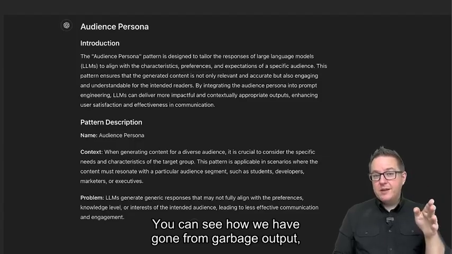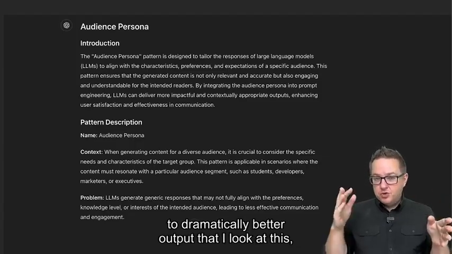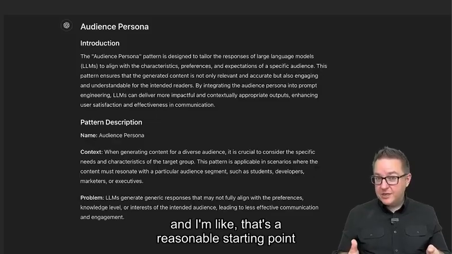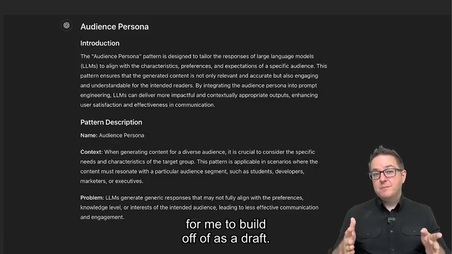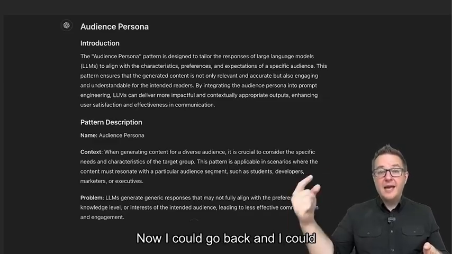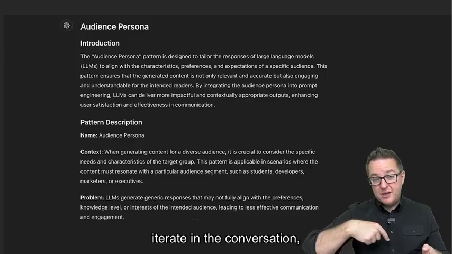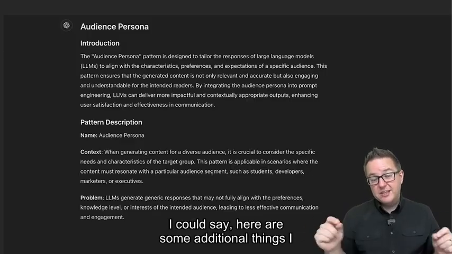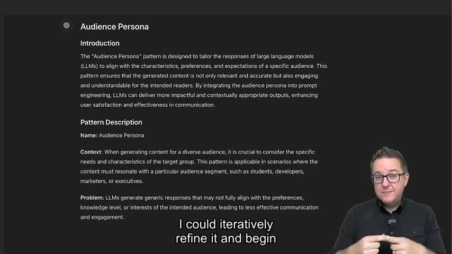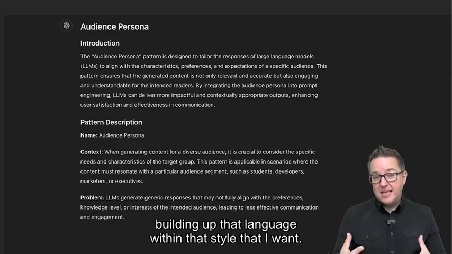You can see how we have gone from garbage output to dramatically better output. I look at this and I'm like, that's a reasonable starting point for me to build off of as a draft. I think it did a good job. And now I could go back and iterate in the conversation. I could say, here's some additional things I want you to add into that description. I could iteratively refine it and begin building up that language within that style that I want.